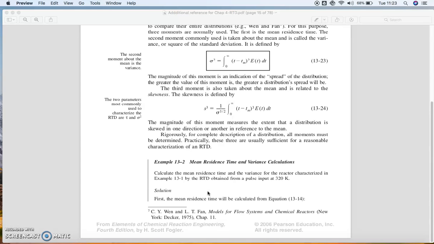Now I'm going to show you example 13.2. This is a continuation of 13.1. In 13.1, you calculated the ET. In 13.2, the question asks you to calculate the mean residence time and also the variance. It's the same set of data.